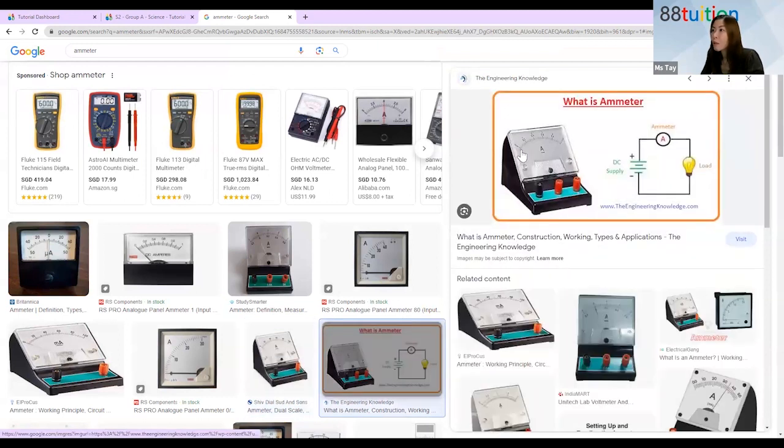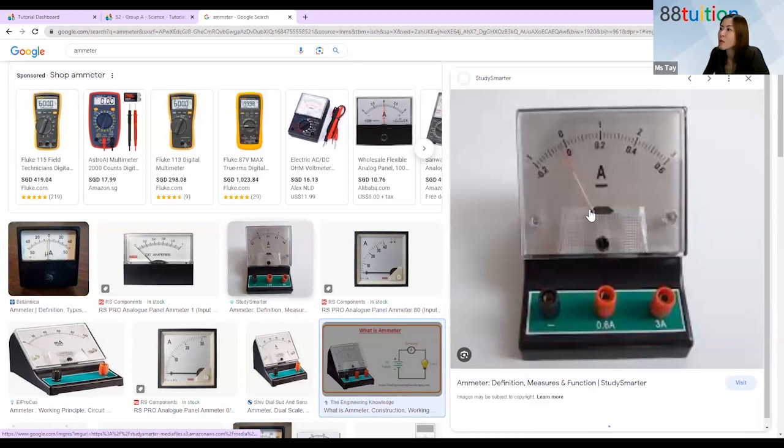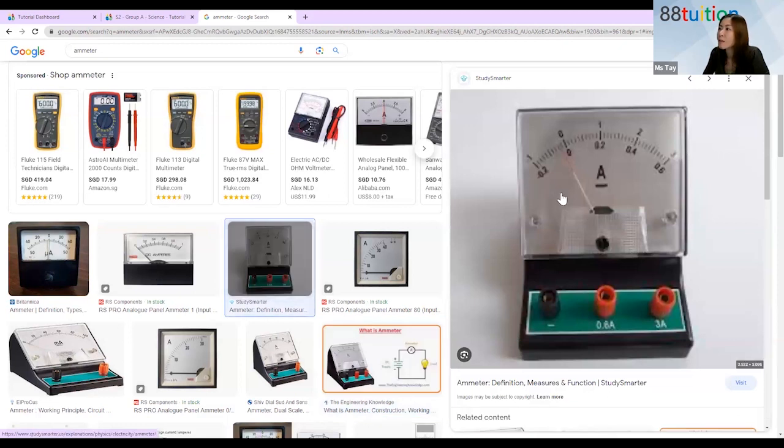Can you see the pin over here? It is pointing to the negative. That means it deflected to the negative side. Why is that so? Because it's not being connected in the correct manner in the circuit. If you have connected it properly, you should have the reading going towards positive. Just now, that one was pointing at the negative value. So wrong connection, you don't get a proper reading.